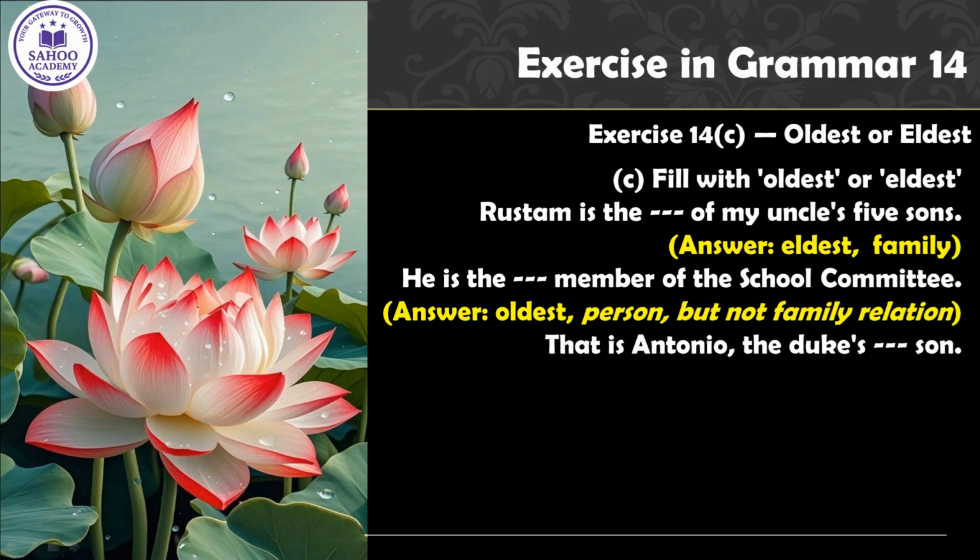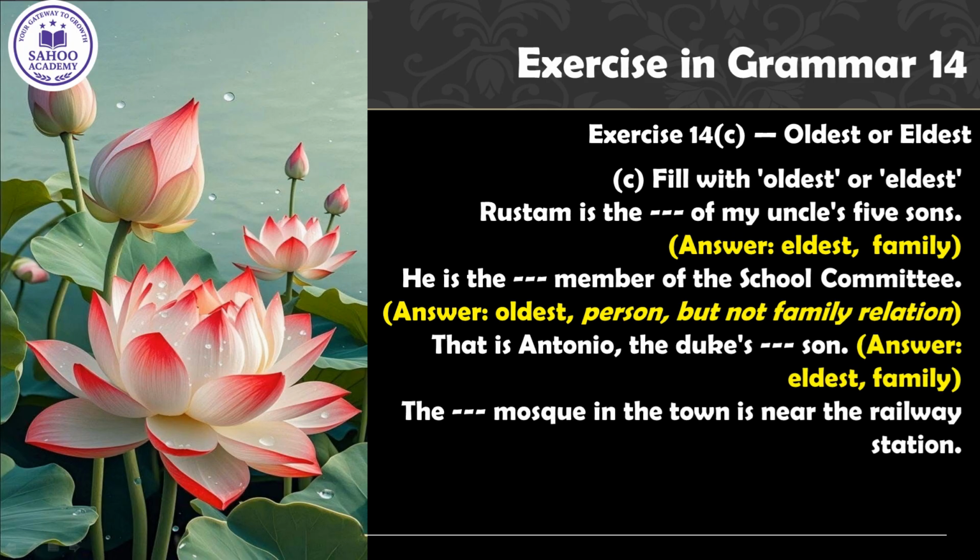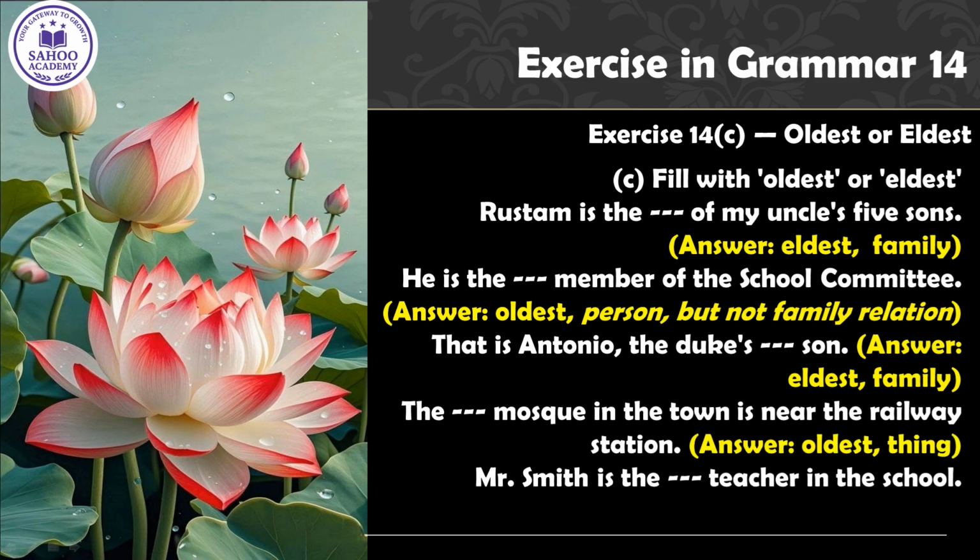Clear? Now, this is Antonio, the Duke's dash son. Which will be used here? Here it is a family relationship again, the Duke's son. So the correct answer is eldest. The correct sentence will be: this is Antonio, the Duke's eldest son. Got it? Yes, the dash mosque in the town is near the railway station. Think about the answer. Yes, a mosque is a thing, not a person, so we use oldest. Clear? The oldest mosque in the town is near the railway station.